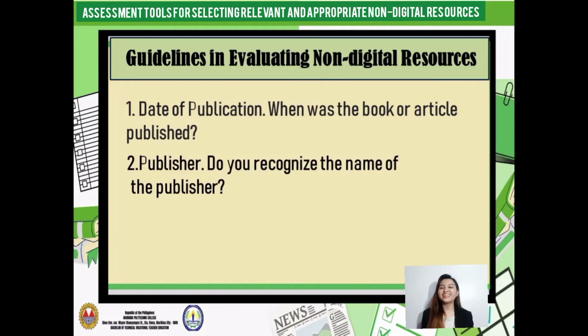Next is the publisher. Do you recognize the name of the publisher? Probably not. There are thousands of publishers and it is impossible to know the reputation of them all. Next is the type of publication. If you are doing your learning context in periodical literature, it is critical to determine if the article you are looking at is from a scholarly, popular, or trade publication.